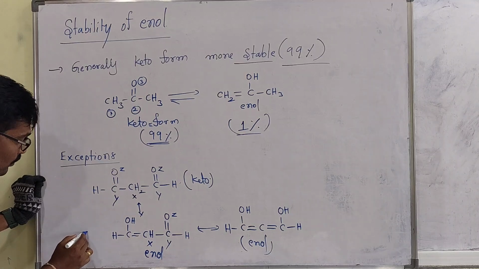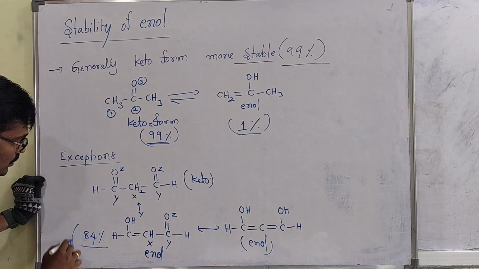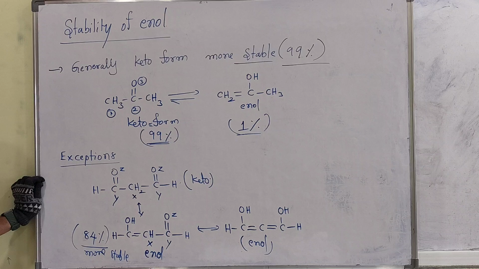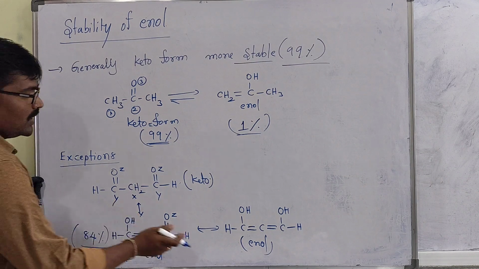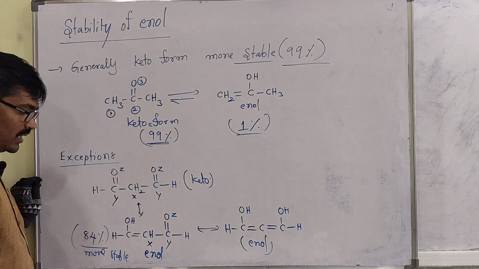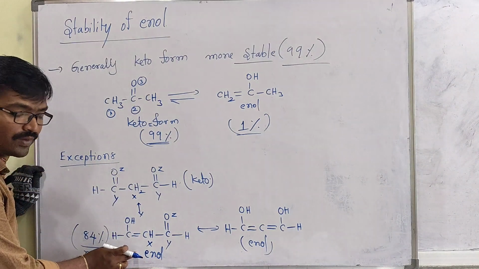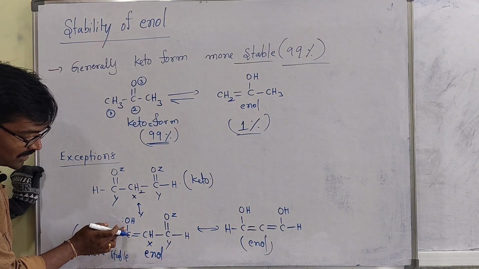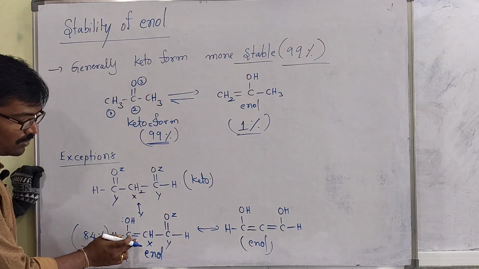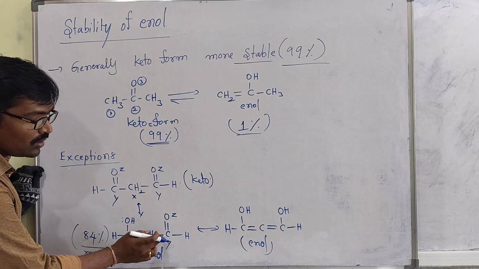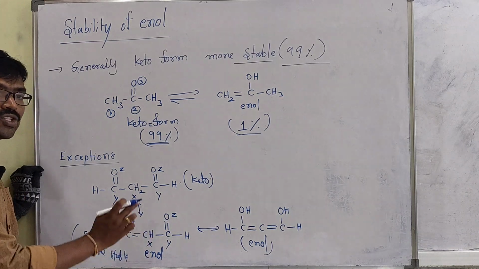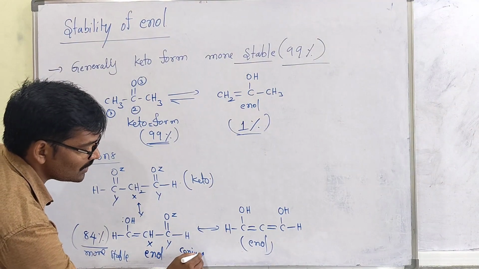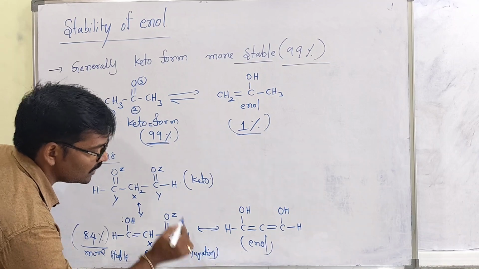Sir, here 84%, this is more stable. The remaining 2% are these. Why? What is the reason? The reason is that in the enol form, lone pair, single bond, double bond, again single bond, double bond, all these are in conjugation. Sir, conjugation is there, conjugation is there in the enol form.